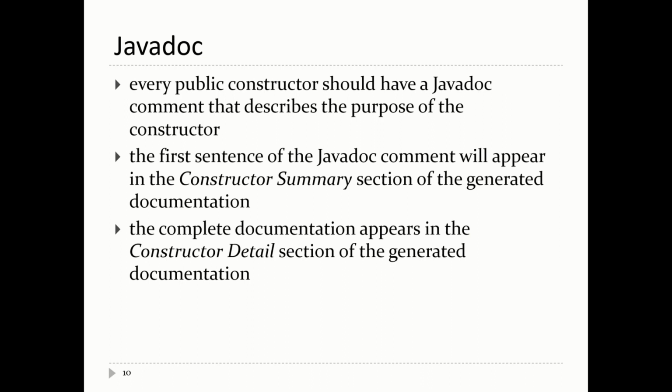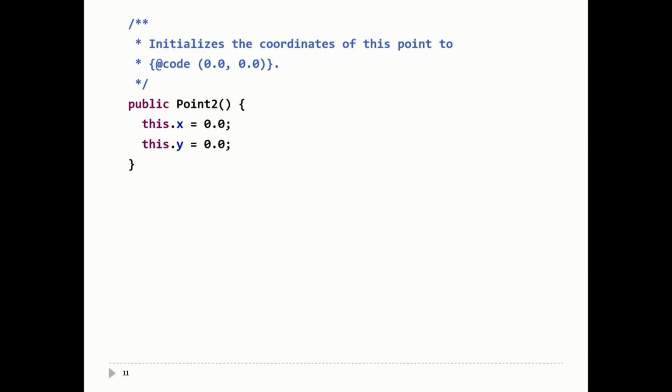If you have a constructor and it's public, then you should document it as well. The first sentence from your Javadoc comment appears in the constructor summary. The rest of it appears in the constructor detail section. For our no-argument constructor, we want to describe the purpose of the no-argument constructor and what it does. So it initializes the coordinates of this point to 0, 0.